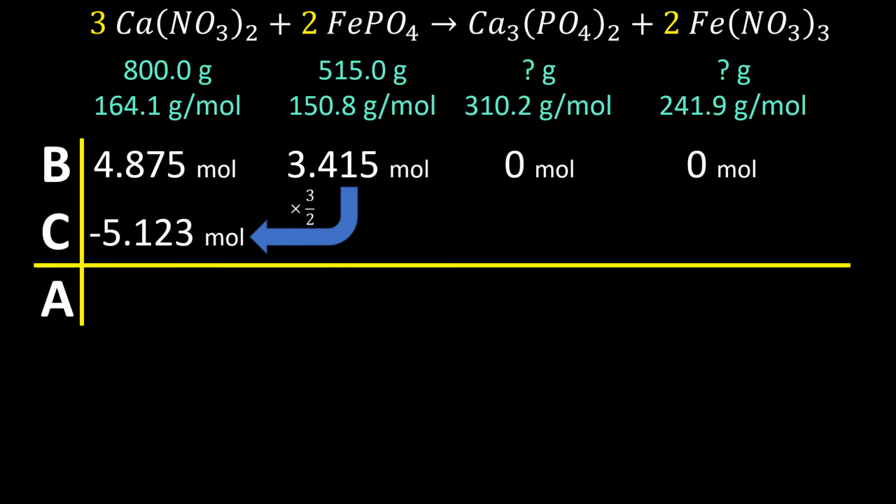Okay, so this tells me what I need to know. This tells me that I chose wrong, okay? I chose wrong because I don't have enough of the calcium nitrate. So this tells me that my calcium nitrate was in fact my limiting reagent.